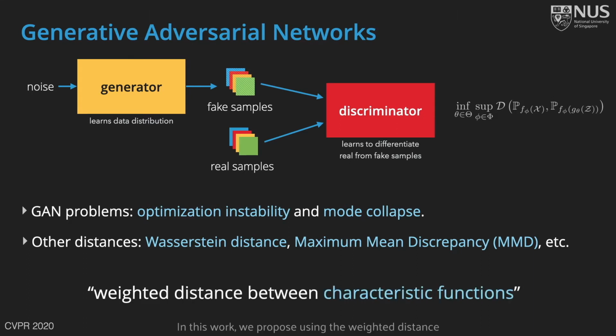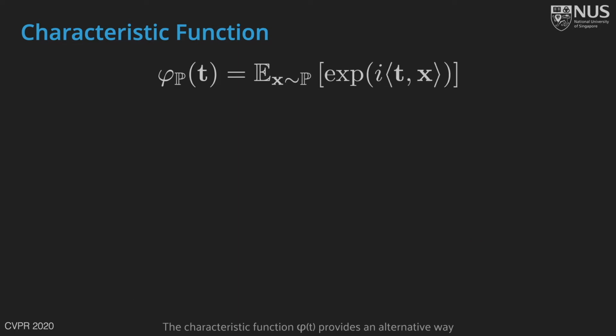In this work, we propose using the weighted distance between characteristic functions to train GANs. This can also be interpreted as matching moments of infinite order and is a simple and computationally efficient approach. The characteristic function phi-t provides an alternative way of representing the probability distribution. It is the Fourier transform of the probability density function when the density function exists.